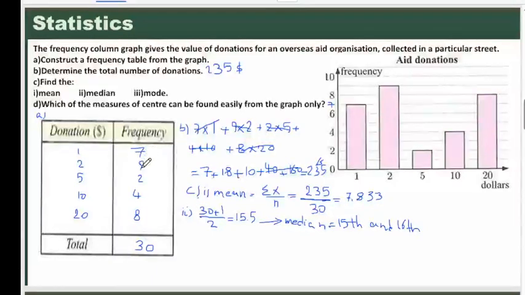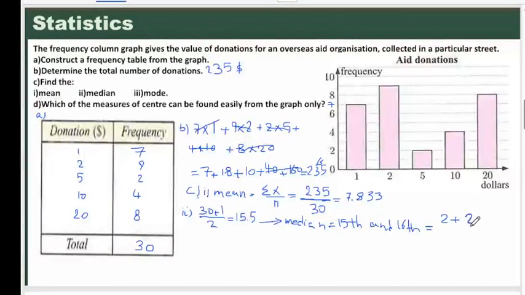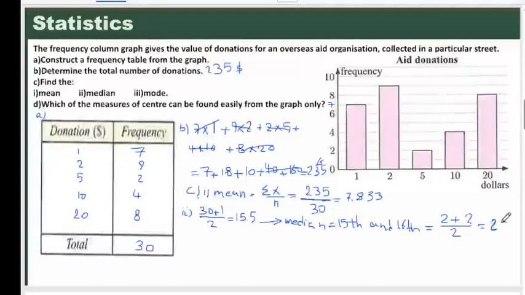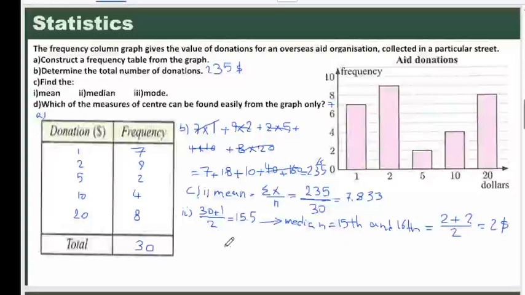So here the 15th and 16th value would be 2 and 2. So I say 2 plus 2. The average of them would be 2. So the median would be $2.